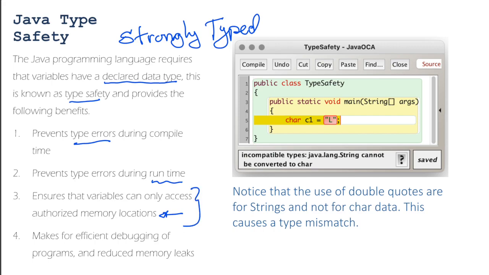Now, benefit number 3 ensures that variables can only access authorized memory locations. This also has to do with using the approved methods that go with a variable or a class, and not having access to methods that belong to other classes. If you look at the image on the right here, it says, notice that the use of double quotes, which is reserved for strings and not char data, causes a type mismatch. And we see that down below in the compiler feedback, incompatible types.